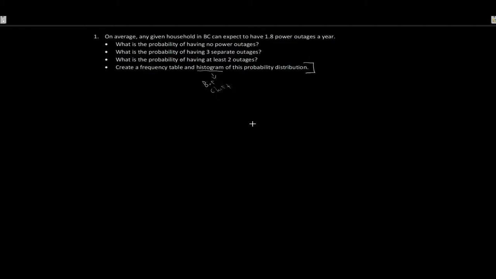Frequency table and bar chart of this probability distribution. Right, there we go. Bit of a correction there. Okay, so in that case, I would do this first one first, creating the frequency table, because keep in mind, once we create this frequency table, we have all of these probabilities just popping out.